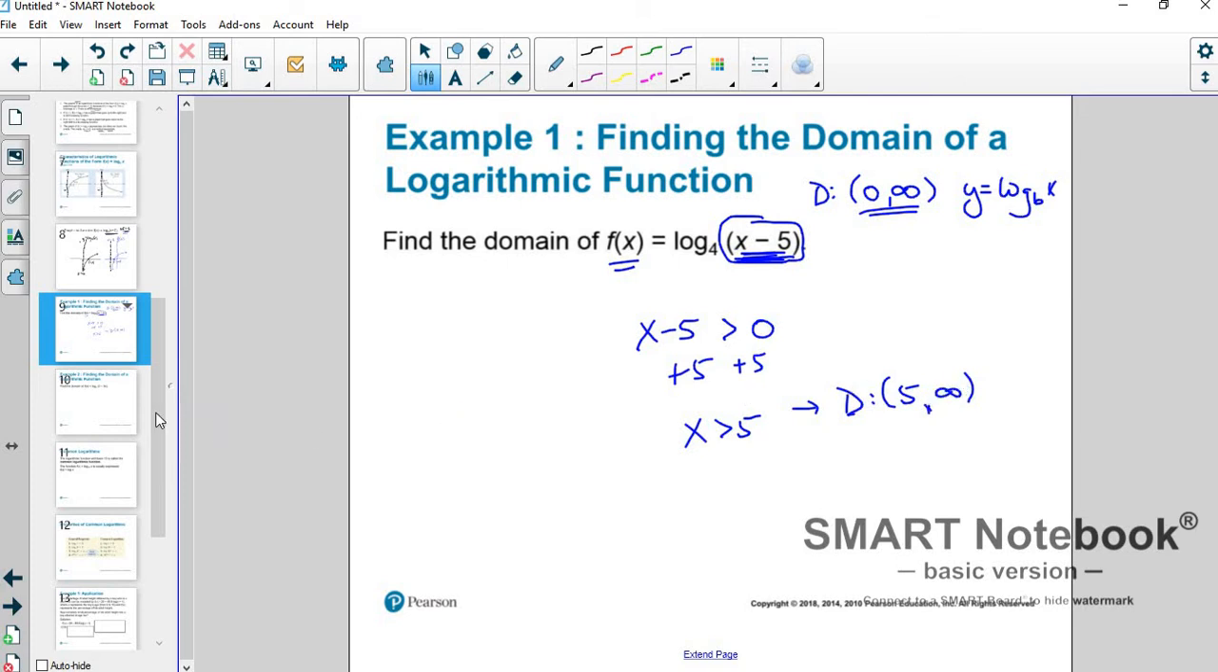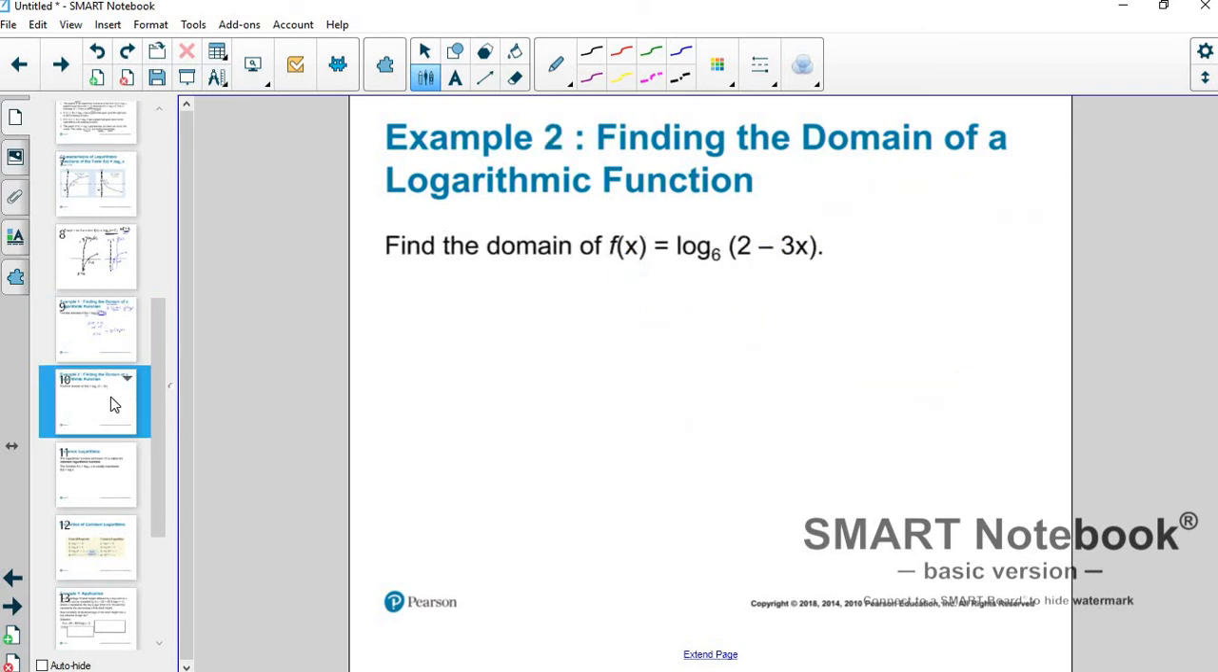Okay? So, if you want to find the domain of a logarithm function, you simply take the stuff inside the logarithm and you set it greater than 0 and solve. And that is your answer. That's all you do. Okay, kind of like the square root function, except you don't want greater than or equal to, you just want greater than. So pause the video and you guys try example number 2.